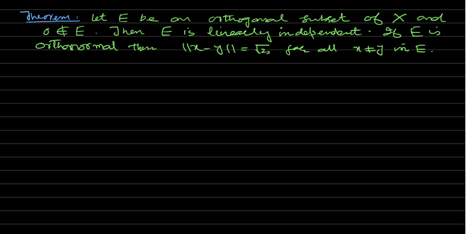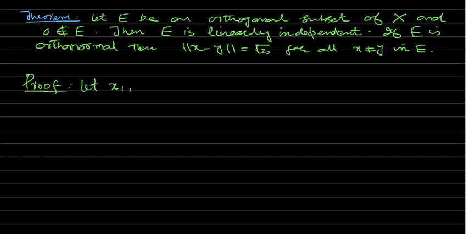Okay, so first we prove that the set is linearly independent if zero is not in E. Proof. E may be finite, E may be countably infinite, E may be uncountable. So in order to prove the set is linearly independent, we need to show that every finite set of vectors is linearly independent. Let's take any set of vectors in E, and we need to show that they are linearly independent.